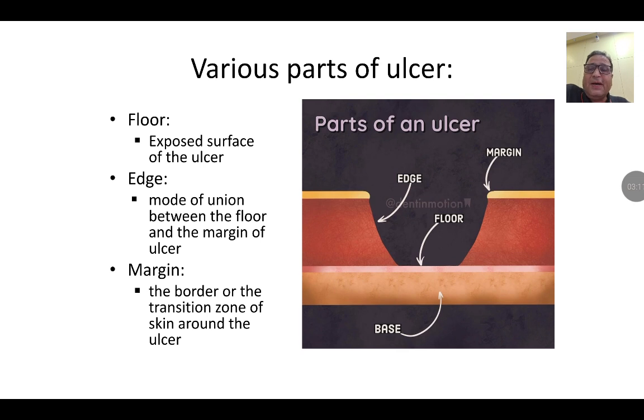These are the various parts of the ulcer. The floor is the exposed surface of the ulcer. Edge is the zone of union between the margin and the floor, and the margin is the border or transition zone between the skin and the ulcer. Skin surrounding the ulcer.